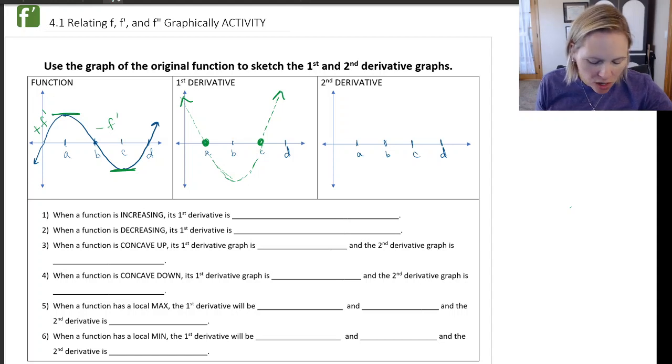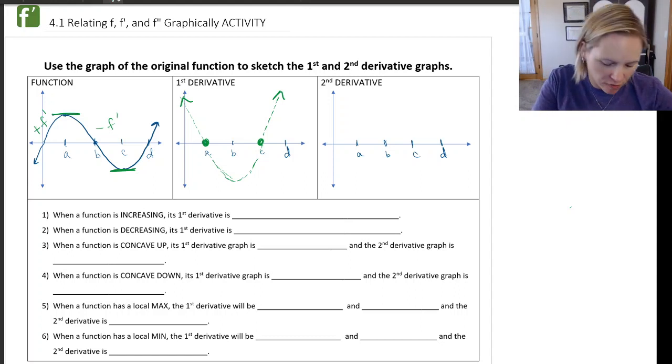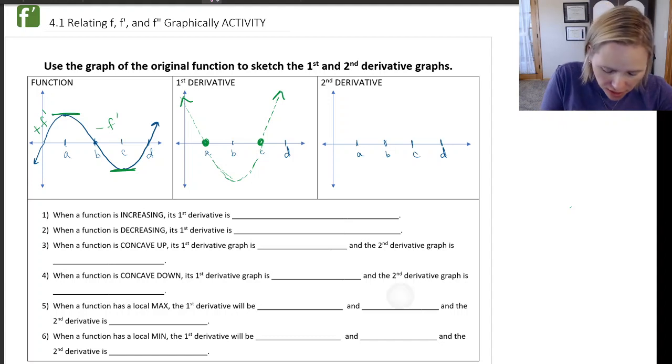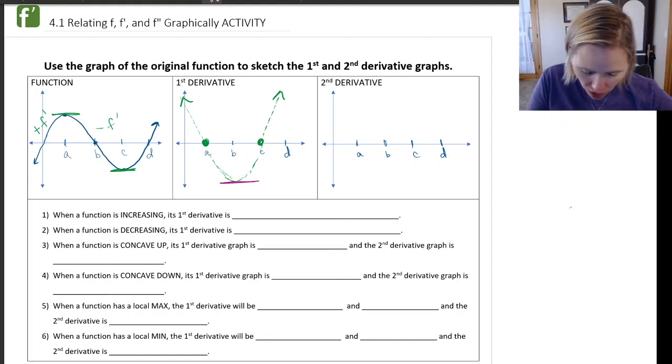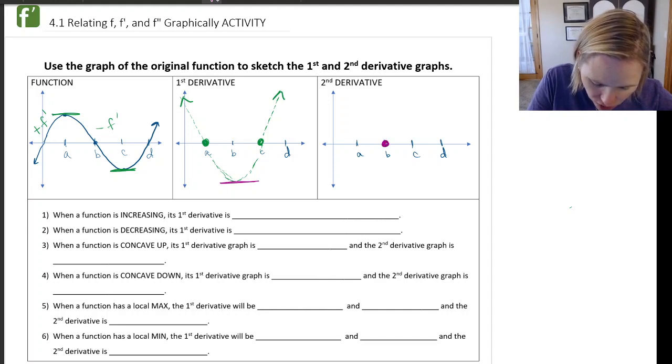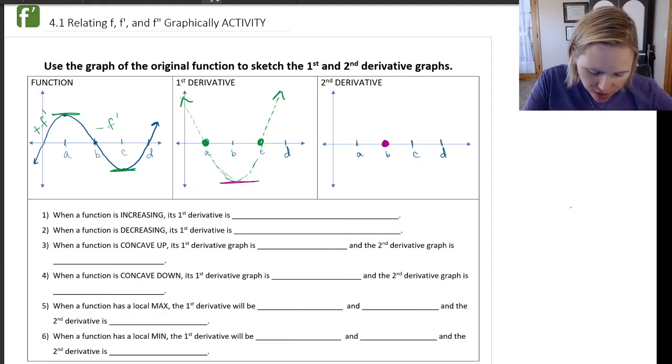Interesting. So now when we go to draw the second derivative, remember the second derivative is just the derivative of the first derivative. So what I'm going to do is look and see where I have horizontal tangents on my first derivative. And right here at point B, I have a horizontal tangent. So on the graph of the derivative, remember the second derivative is just the derivative of the first derivative. So it's all derivatives, right? Same process. So at B, I'm going to have a 0.